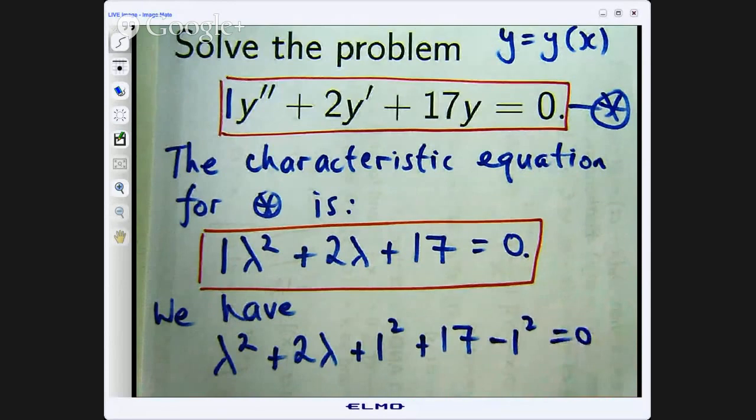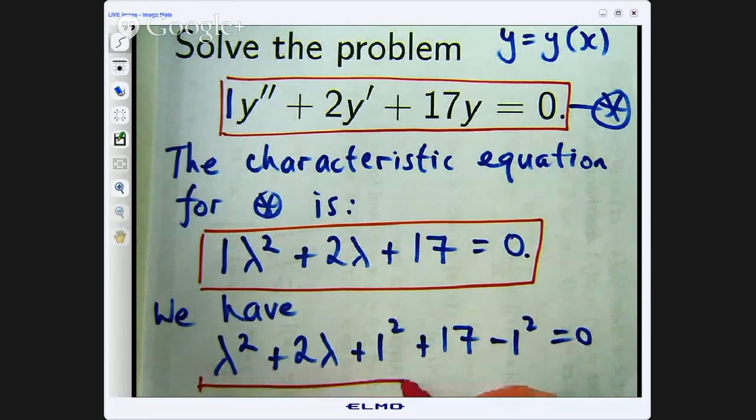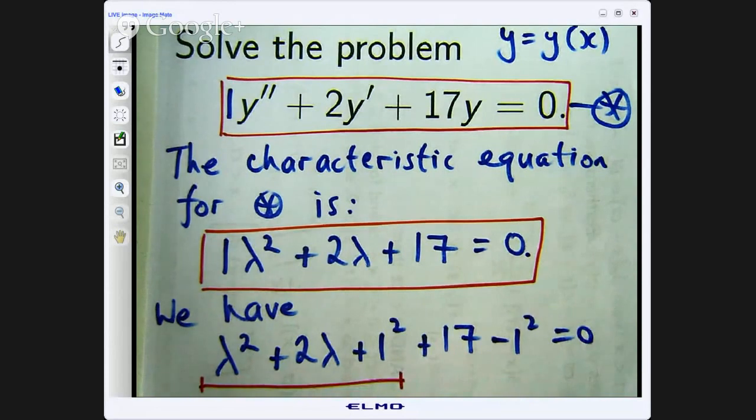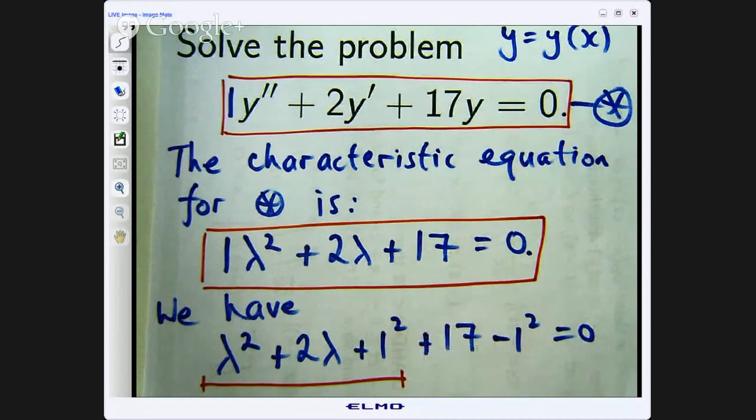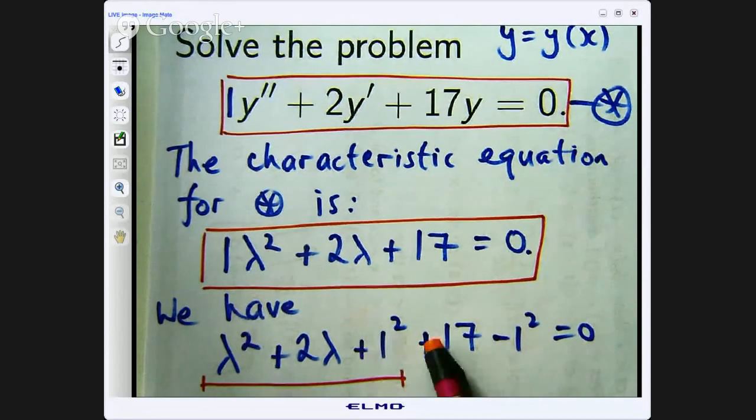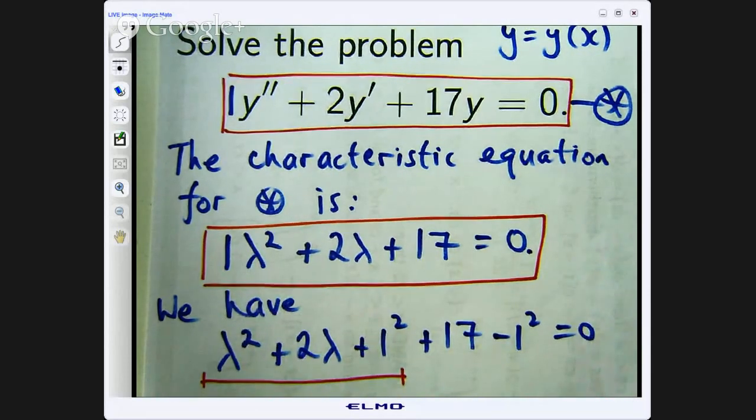Now you'll notice that this is a perfect square. And when I simplify this, 17 minus 1, that's going to be a square as well. So I'm going to have a square there plus a square there. So I've written the left-hand side as what's known as the sum of squares. Let me show you what I mean.